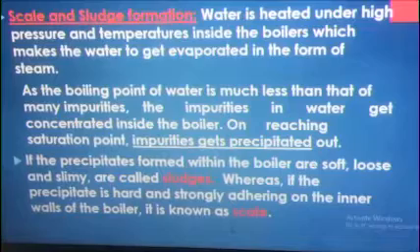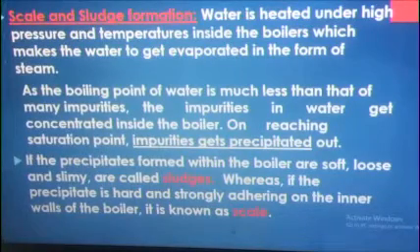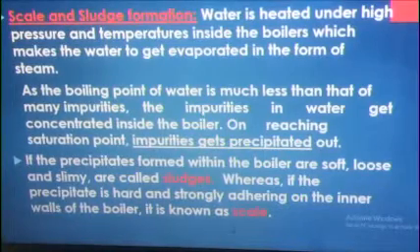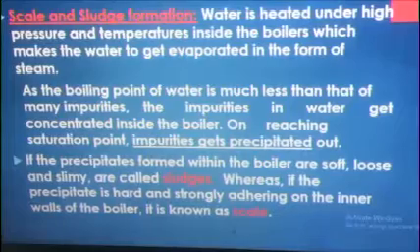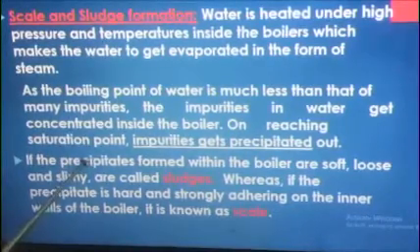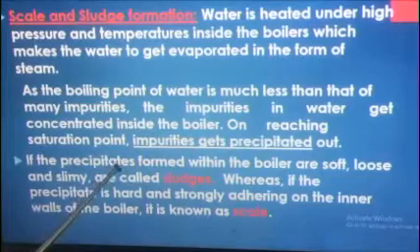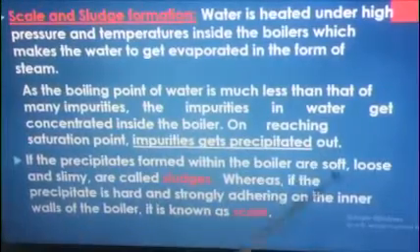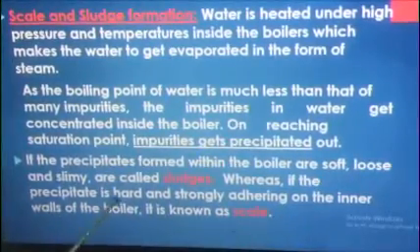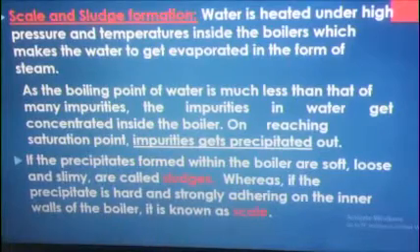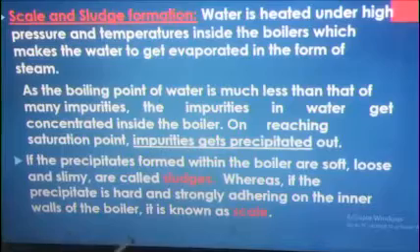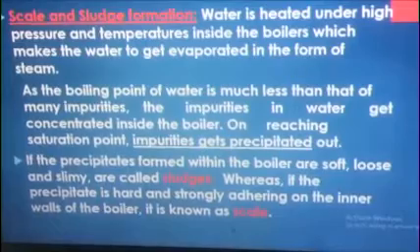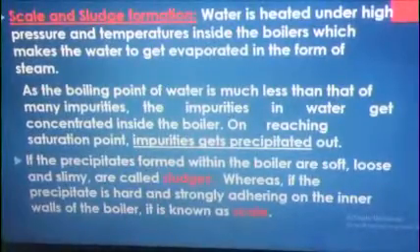Inside the boiler, water is getting converted to steam at high pressure and high temperature, the concentration of impurities increases, and when it reaches a saturation point, the impurities get separated out. If the precipitate of impurities thus formed is soft, loose and slimy, it is called sludge, and if it is hard and strongly adhering, meaning strongly sticking onto the inner walls of the boiler, it is called scale.